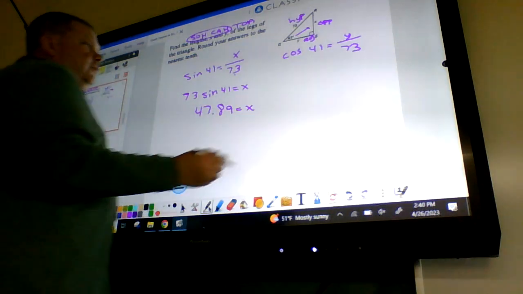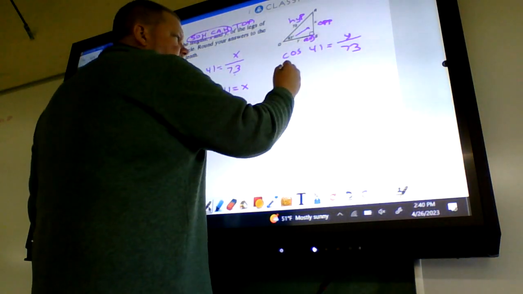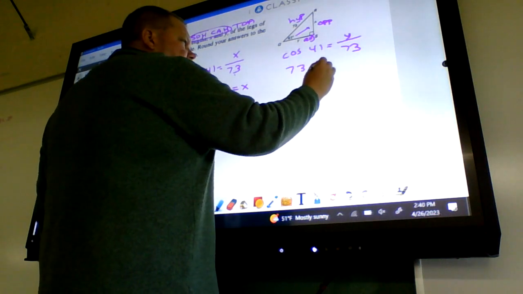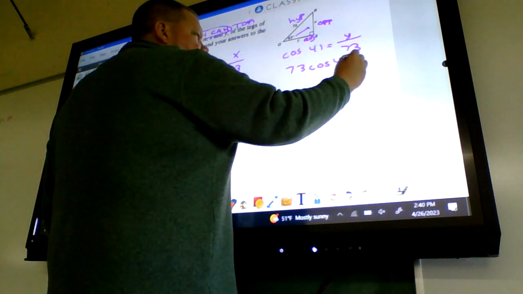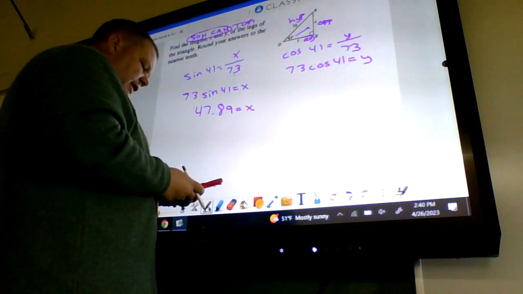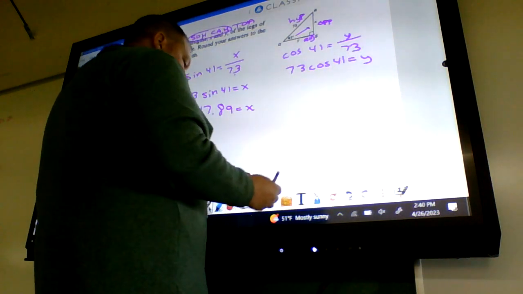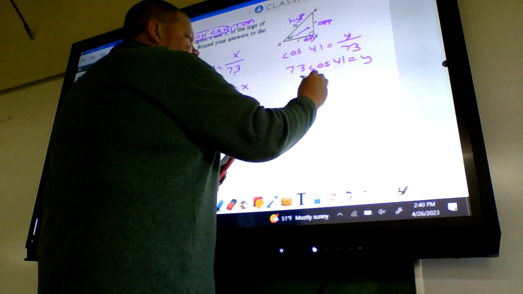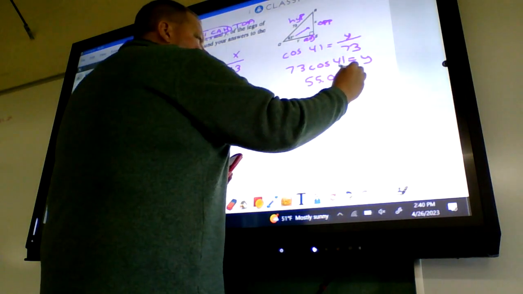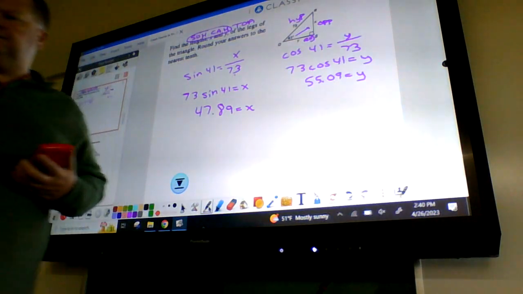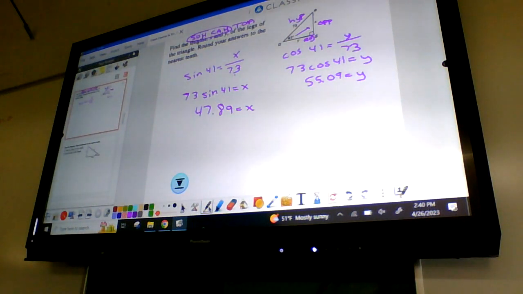Now over here, my cosine, the number's on the bottom again, so I'm going to multiply also 73 times the cosine of 41 to find the value for y. And 73 times the cosine of 41 is 55.09. And that's the length for y. The big difference here now is that we're solving the equation. All right.